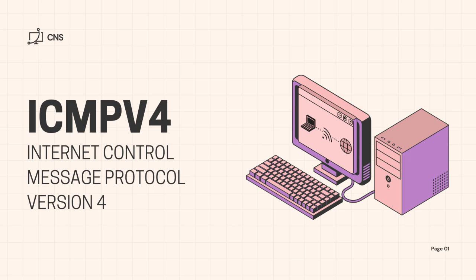Hello everyone. Today we will explore an important concept in networking, that is how devices communicate and troubleshoot issues over the internet. Our focus will be on ICMP version 4, which stands for Internet Control Message Protocol version 4. This protocol plays a key role in reporting errors and diagnosing network problems, ensuring smooth communication between devices.